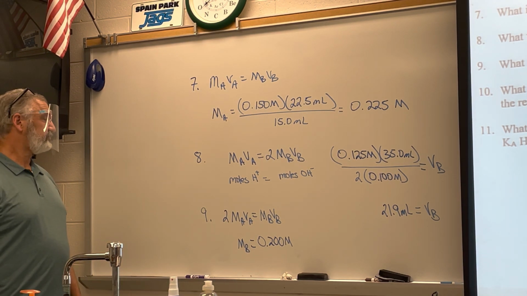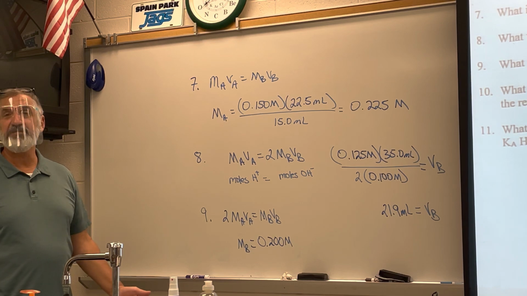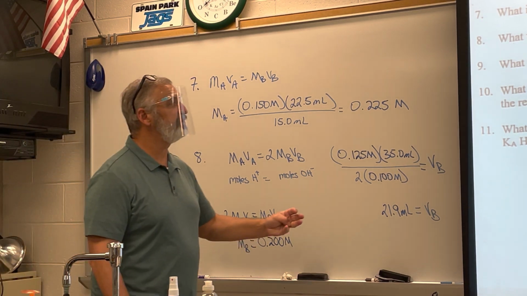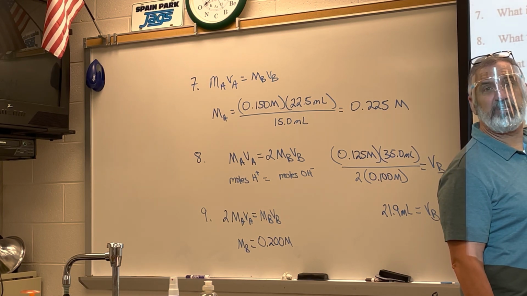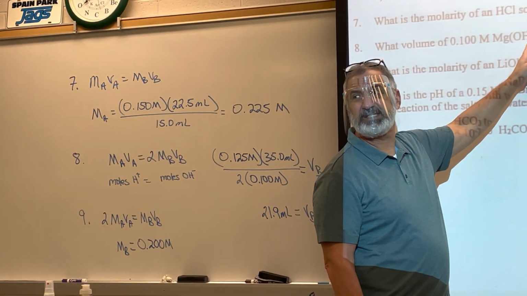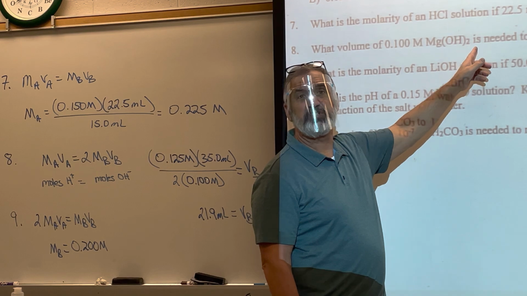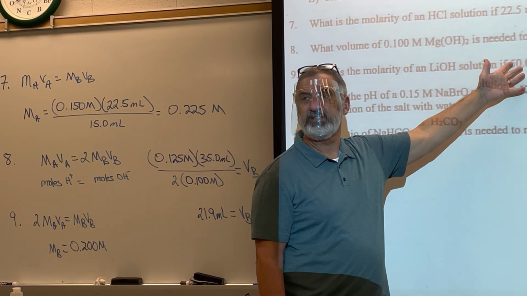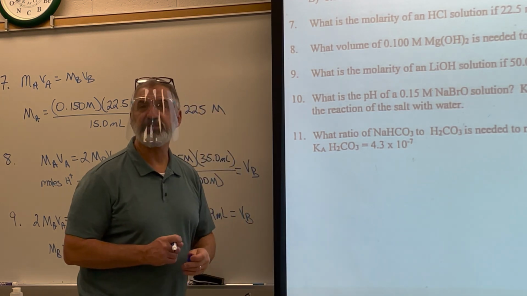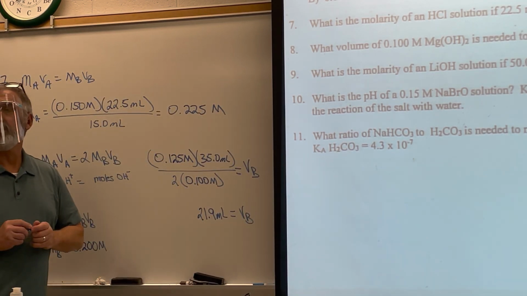But you just gotta pay attention. If it has 2 or 3 OHs, we call it dibasic. If it had 3, we call it tribasic, meaning that's how many hydroxides it has, versus monoprotic, diprotic, triprotic, how many hydrogens it has. Just for terminology purposes, just so you can understand what it's saying. Okay?